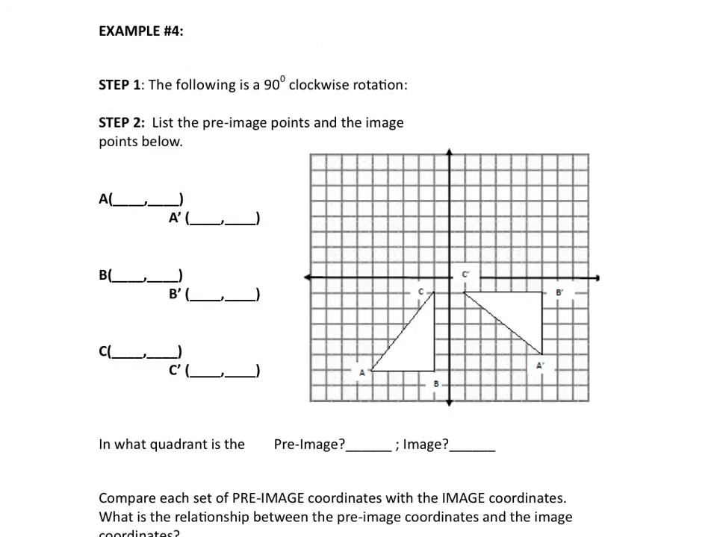Looking at example 4, it says the following is an example of a 90 degrees counterclockwise rotation. So once again, it's a counterclockwise rotation. The pre-image is located in quadrant 3, and the image is located in quadrant 4, meaning we moved the opposite way of a clock to graph the image. We are asked to list the coordinates for pre-image and image.